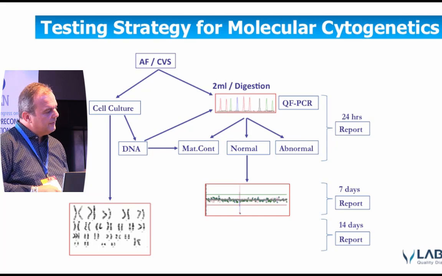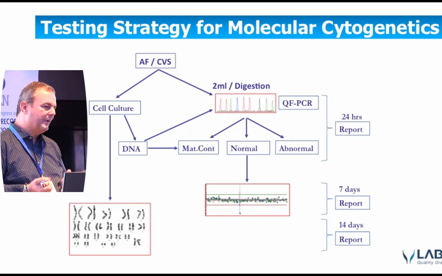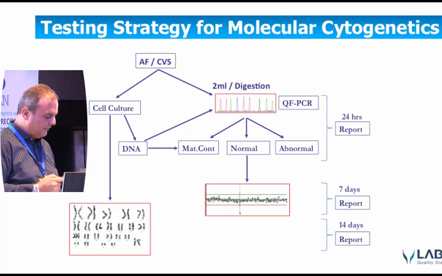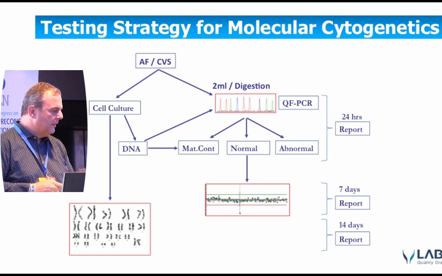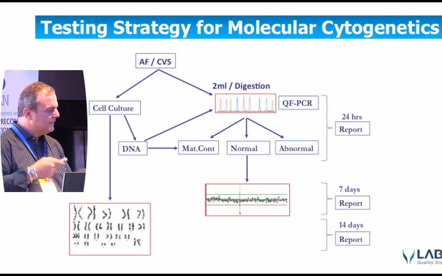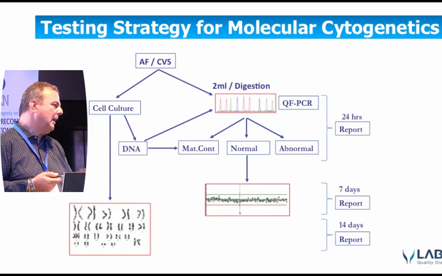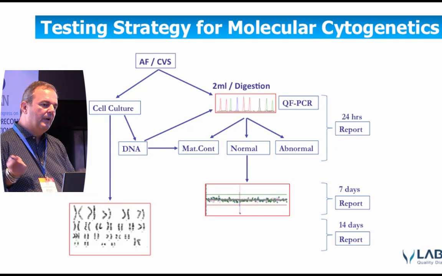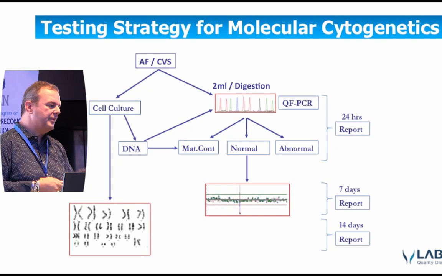So this is how the testing strategy looks for prenatal cytogenetics and for prenatal diagnosis of chromosomal abnormalities, including molecular cytogenetics. In case of invasive procedure, we always set up cell culture as a backup DNA source, in case chromosome analysis is requested. In all cases, it is always useful to perform QF-PCR, which can report abnormalities in 24 hours, so the next day from the invasive procedure.